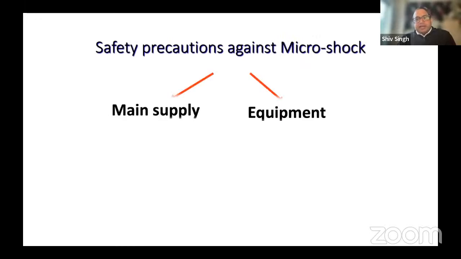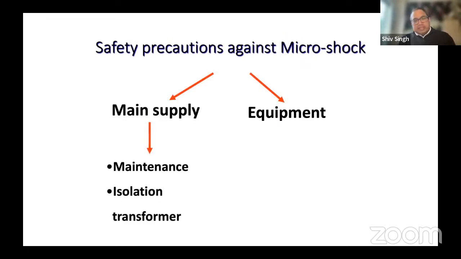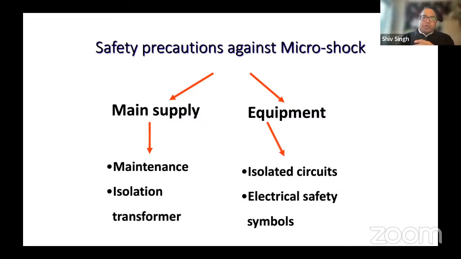What about safety against microshock? Again, we can look at the same thing, equipment. We don't want to use earth, because earth is dangerous for microshock. So if you want to prevent microshock, you need to use isolated circuits which do not have earth. And if the patient has a CVP or an arterial line, there are particular electrical safety symbols associated with that equipment, and you need to make sure that this equipment is only used when the patient is connected to these.